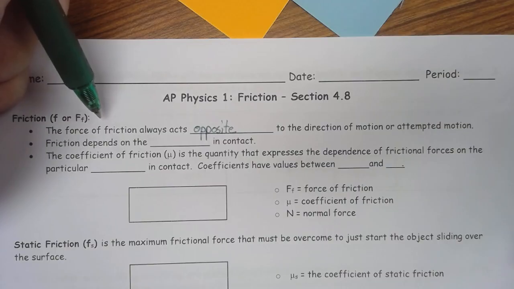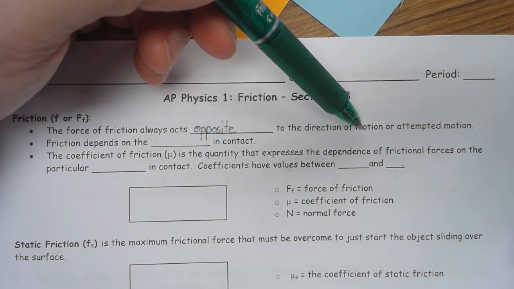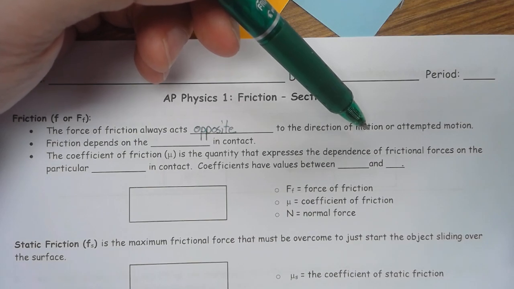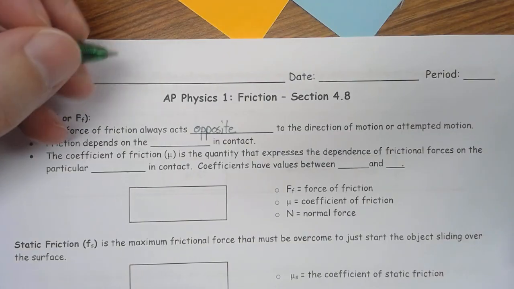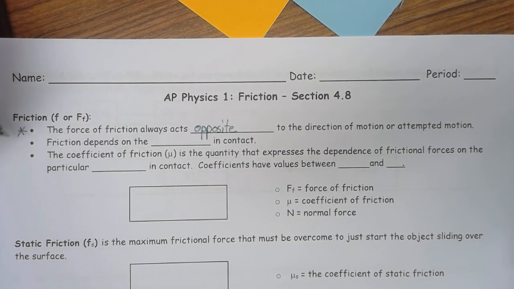But the weird thing is that the direction of motion is typically referring to what? Not acceleration, but velocity, right? And so it will work against the velocity. We'll see that act in weird ways, and just put a star next to this, and whenever I mention that, just remember that's what I'm talking about.